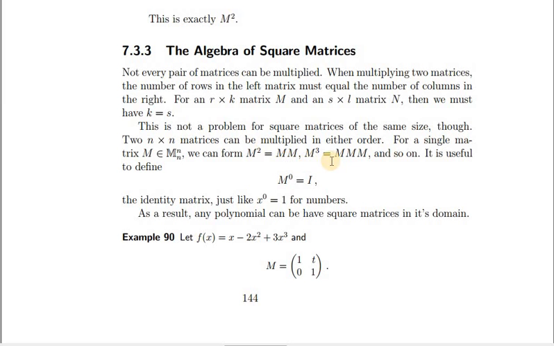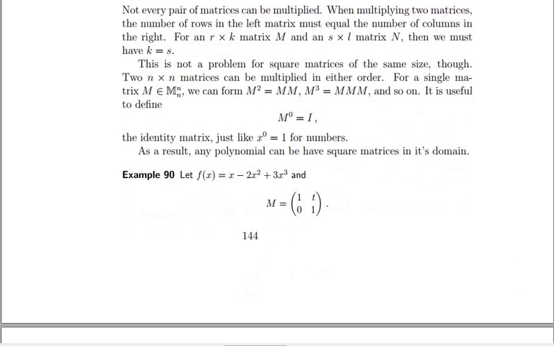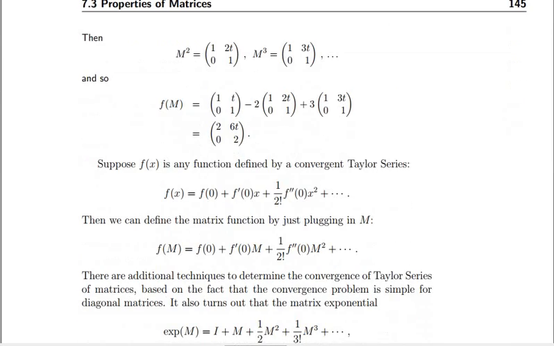Since we can take powers of square matrices, we can actually define a polynomial of a matrix. So here we have this polynomial f of x equals x minus 2x squared plus 3x cubed. And here we have a matrix M. In fact, we can take f of M by plugging M into these places here. Just compute M here, M squared here, M cubed here, and you take the polynomial, that gives us the result. Right here, we computed M squared, M cubed, plugged it into f, and got f of M.